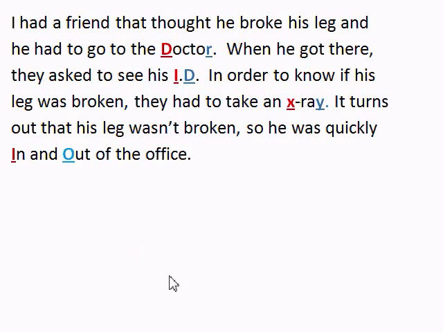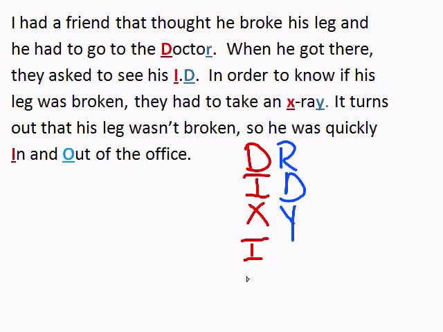So what does this have to do with domain and range? Well, if we look at it, a friend had to go to the doctor. When he got there, he had to show them his ID. And to find out whether or not his leg was broken, they took an x-ray. But his leg really wasn't broken, so he was in and out of the office in a flash. Now, what this allows us to do is to keep track of the letters. Domain and range, independent, dependent, x and y, input, output.